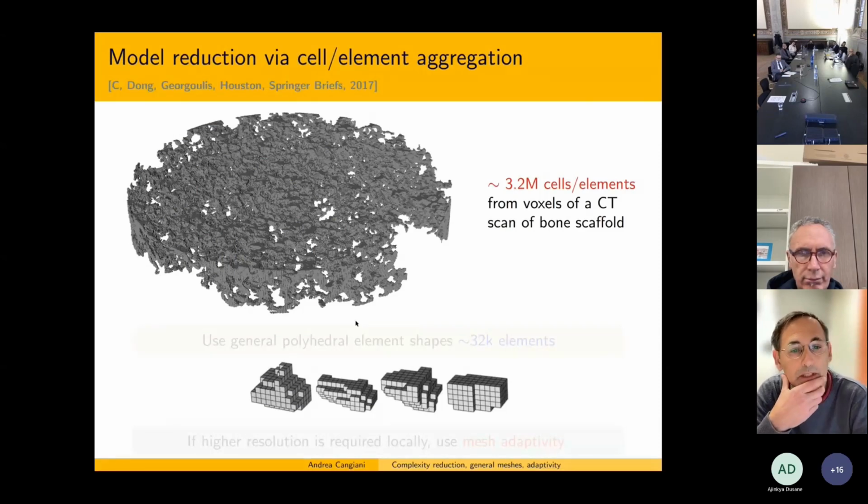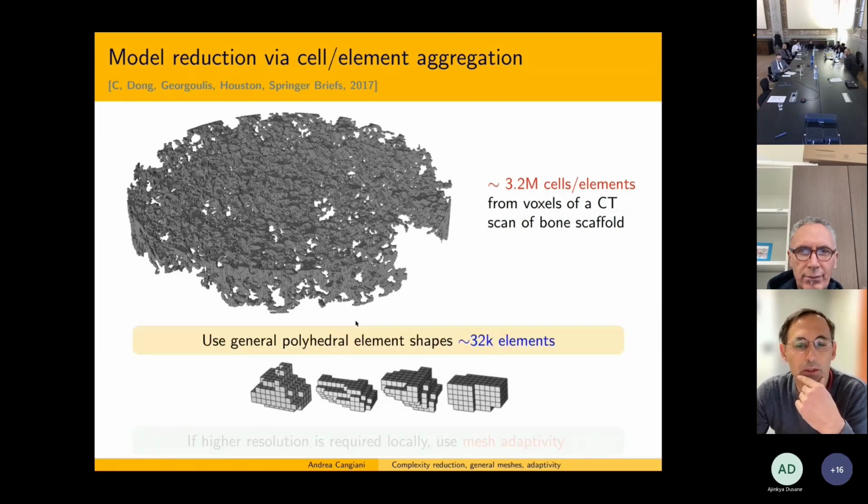What if the complexity comes from the geometry? This is such an example of a bone scaffold made of 3.2 million cells. So running, say, a simulation here may be prohibitive. So the idea is that we would like to somehow upscale the model without losing the resolution of the geometry. And we can do that by agglomerating the voxels that compose the geometry given by MRI into all these polyhedral elements you see here.